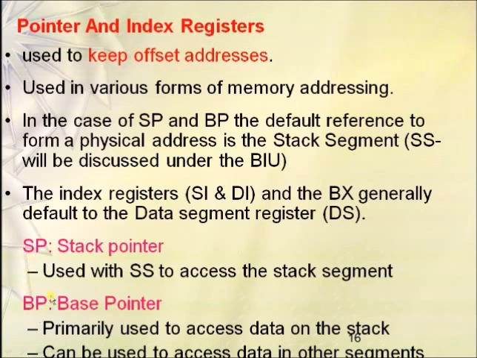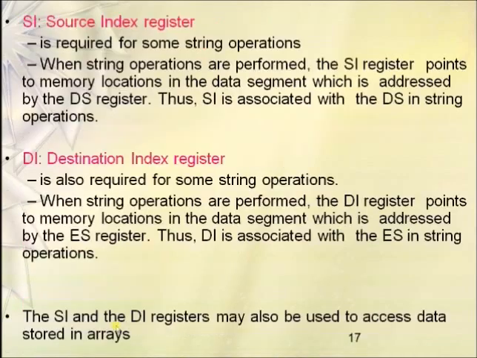And this base pointer is again similar to the stack pointer. It is also used for holding the offset address of the stack. We can also get the physical address by adding the base pointer with the stack segment register, but the only difference here is that the stack pointer points to the top of the stack and the base pointer points to the bottom of the stack.